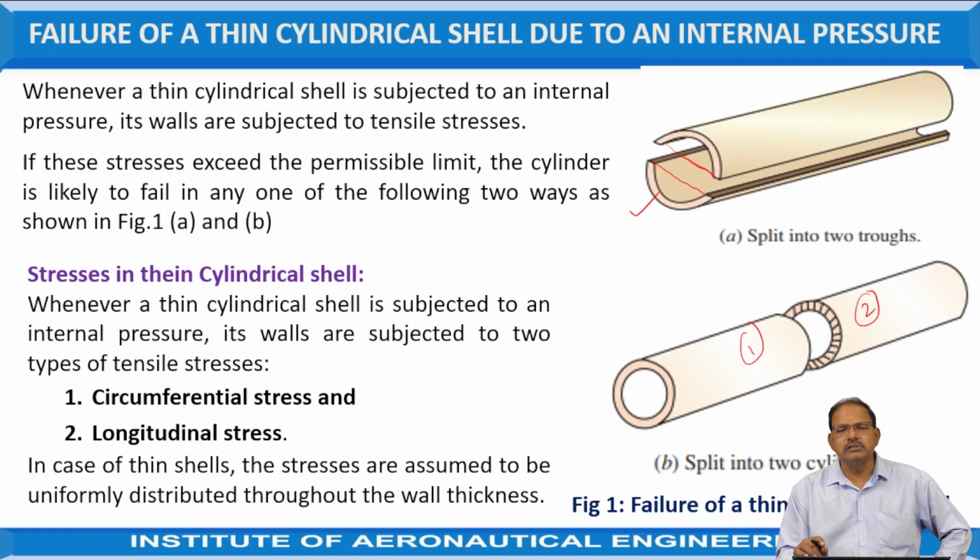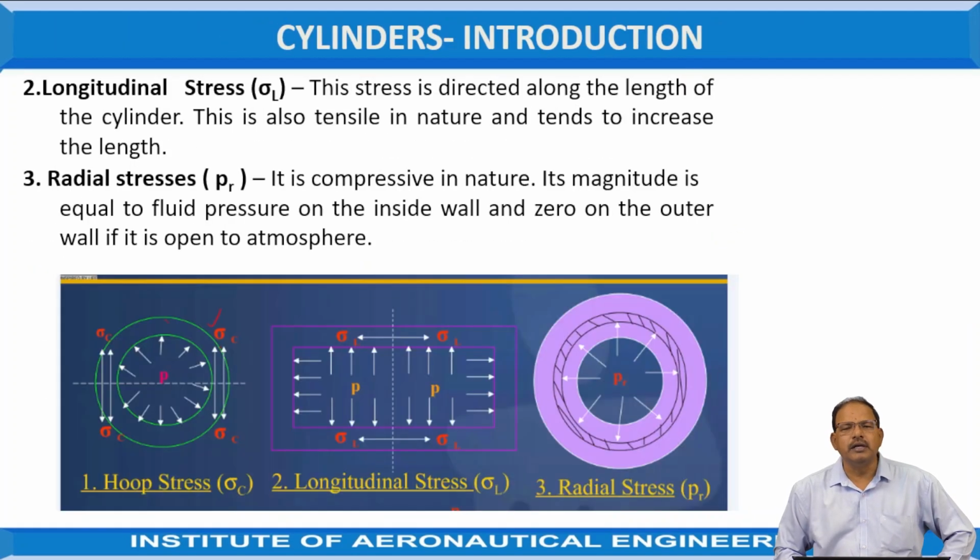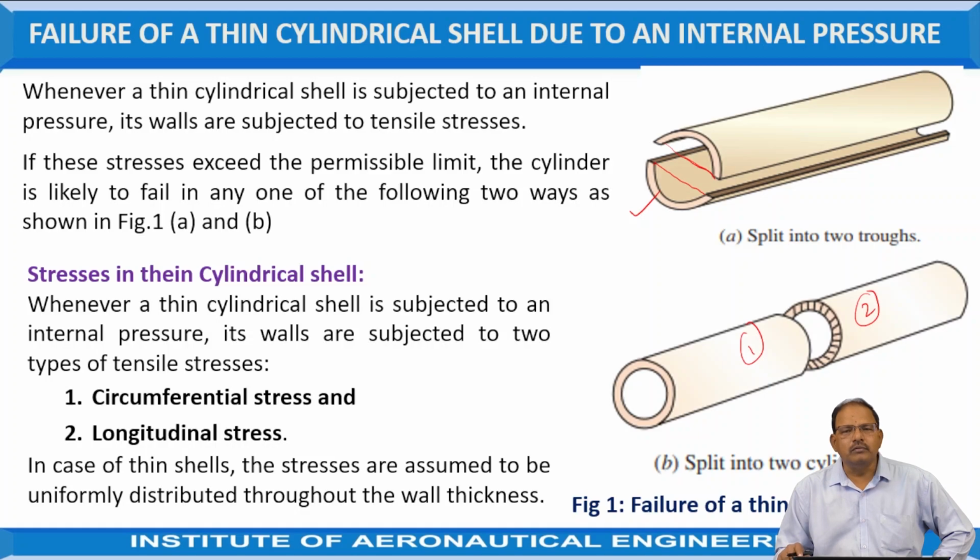When a cylindrical shell is subjected to an internal pressure, it is subjected to two types of stresses. One is known as circumferential stress, the second one is known as longitudinal stress. The third one, which we have taken earlier, is radial stress. Generally, this value is negligible in the case of a thin cylinder, hence we are not considering it for thin cylinders. It is only applicable to thick cylinders. So here we consider two types of stresses in thin cylinders: circumferential stress and longitudinal stress.